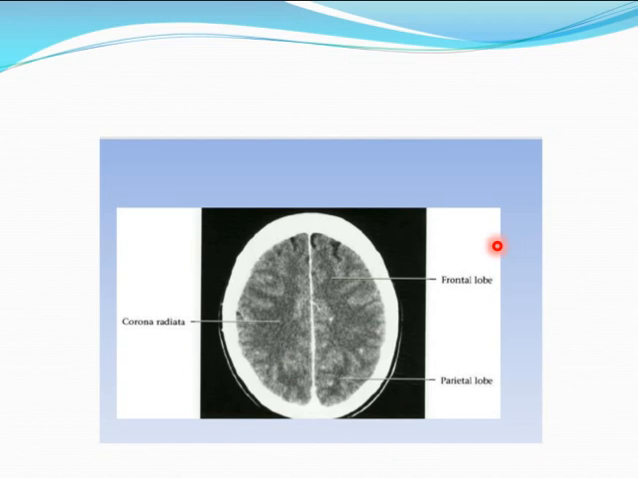Axial cut of the CT scan also showing the frontal lobe, the parietal lobe. Where is the central sulcus? Go to the midline. It's the only one reaching the midline. This one and this one. So everything anterior to it is frontal, posterior to it is parietal. We go to the midline, looking for which one is reaching the midline, that is the central sulcus.